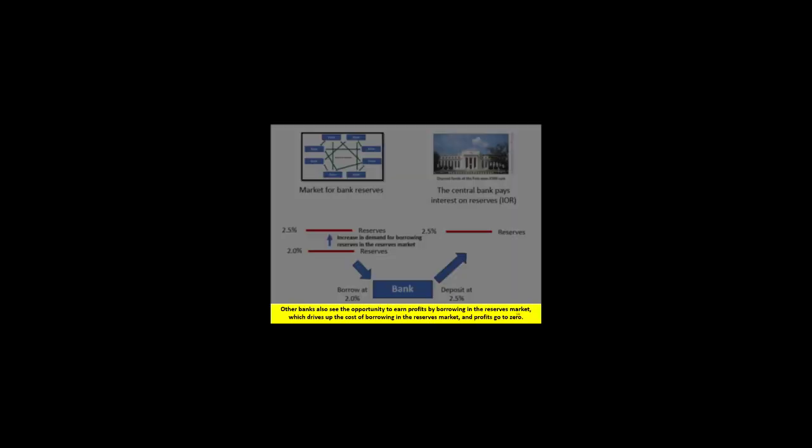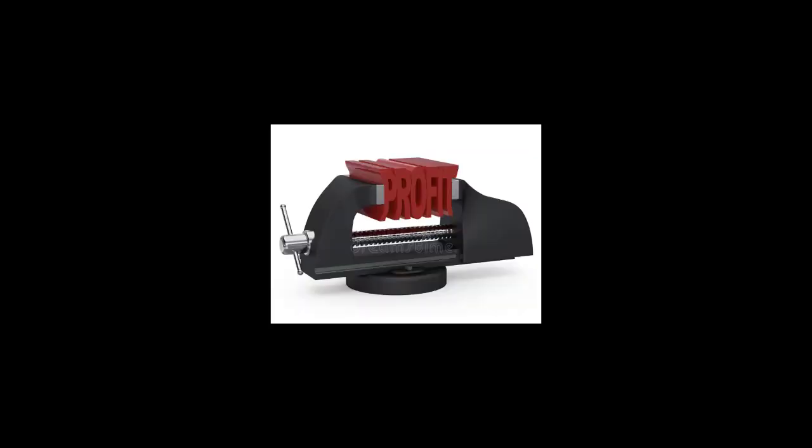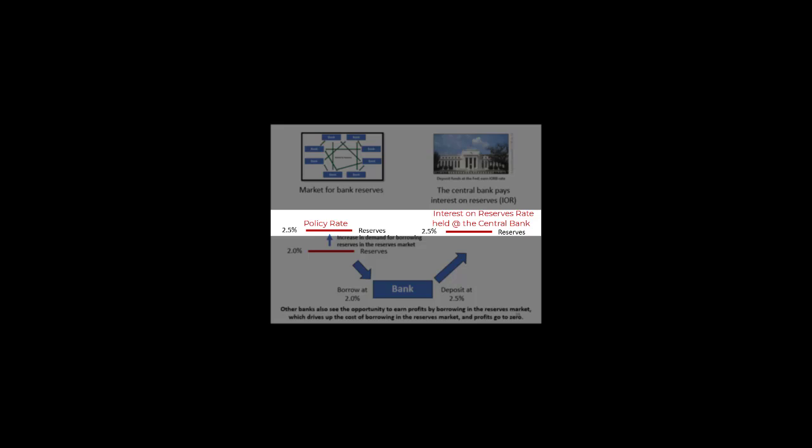This action by many banks will pull the policy rate up towards the interest rate on reserves rate by increasing the demand for those reserves. The increase in demand for reserves in the reserves market will allow lenders to start asking more for their funds, which puts upward pressure on the policy rate, and the policy rate will rise. This arbitrage will continue until the policy rate rises to the level that banks no longer see the opportunity to profit. Profits go to zero when the policy rate is at the same level as the interest on reserves rate.